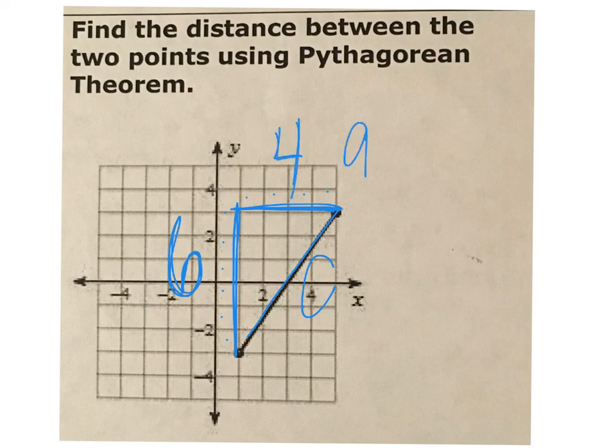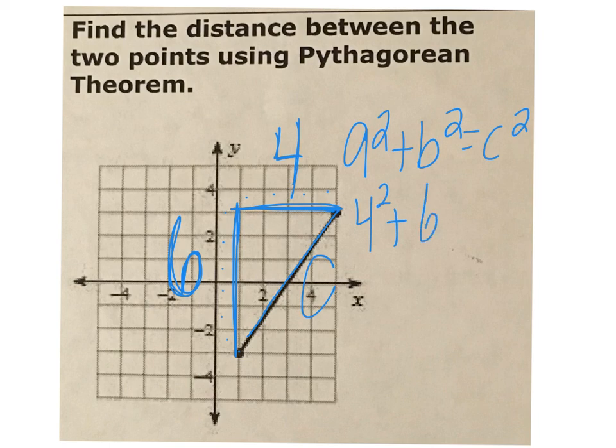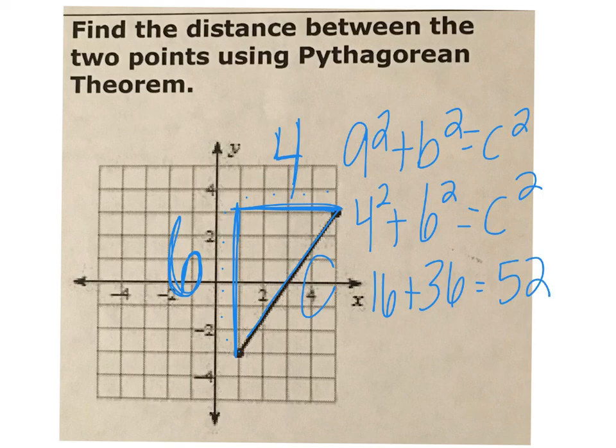And then I'd follow my Pythagorean theorem. A squared plus B squared equals C squared. A is 4, B is 6, and I'm looking for C squared. 4 squared is 16, plus 6 squared is 36. Add them together and I get 52. And then the last step is to find the square root of 52, which equals 7.211, etc., because it's an irrational number. It just keeps going on and on and on.